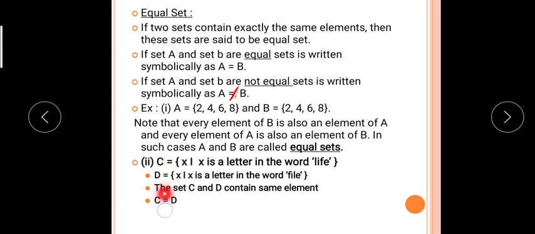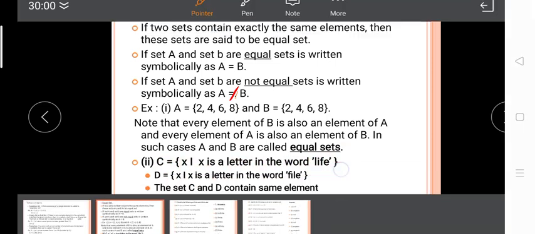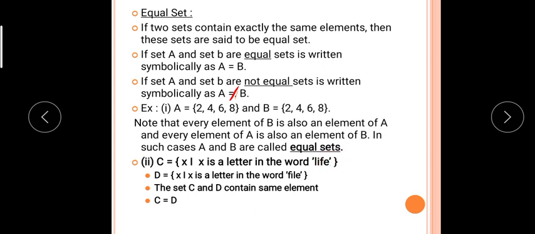Now the second example. X is a letter in the word LIFE. L-I-F-E. So what is the set? This L, I, F, E, four letters are there. So set D is a set of all X such that X is a letter in the word FILE. If you observe that both sets have the same letters, that is L, I, F, E, and therefore C and D have the same elements, therefore they are equal.